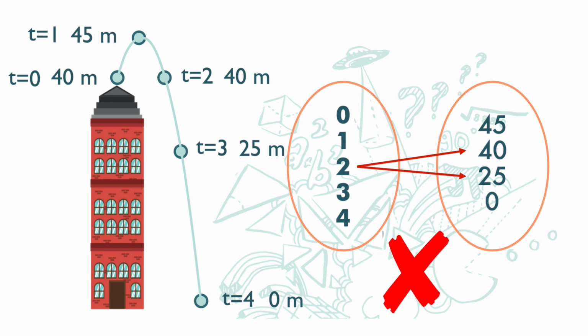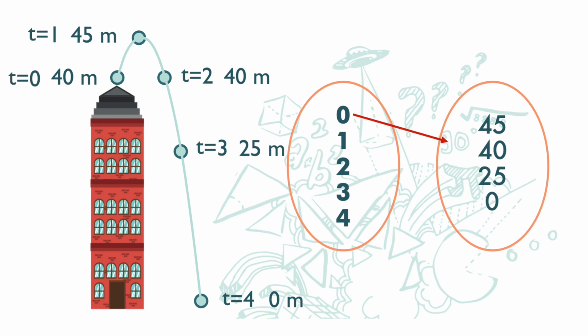However, the values in the output set can be mapped by two values in the input set, like those two here. When t is 0, position of stone is 40. When t is 2, position of stone is also 40.